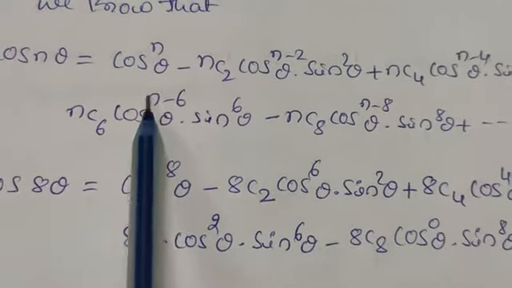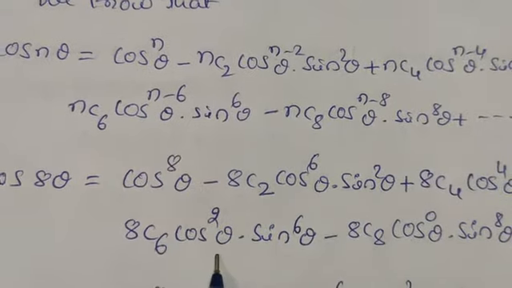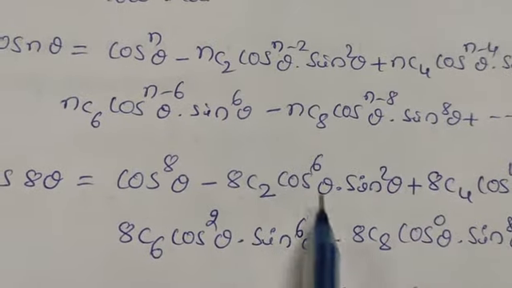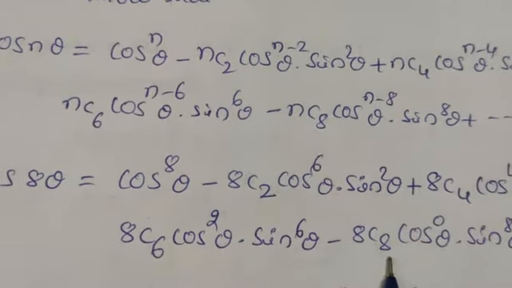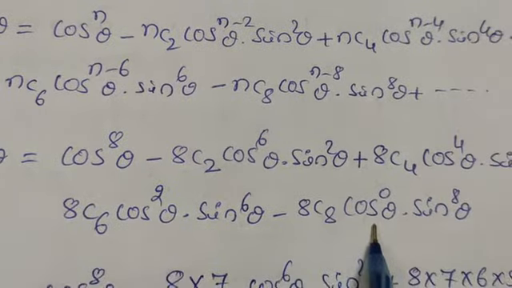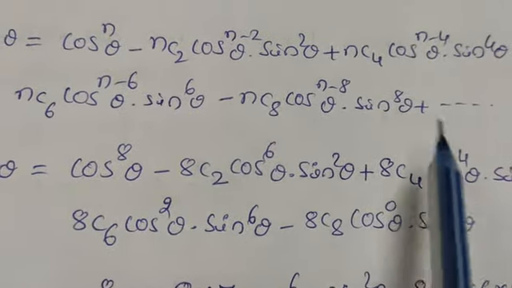8c6 cos to the power of here 8 minus 6 is 2, cos square theta into sin raised to 6 theta, minus, this n is 8. So 8c8 cos to the power of 8 minus 8 is 0, that is cos to the power of 0 theta into sin raised to 8 theta.